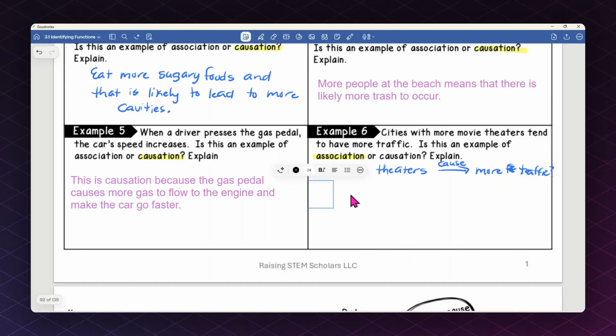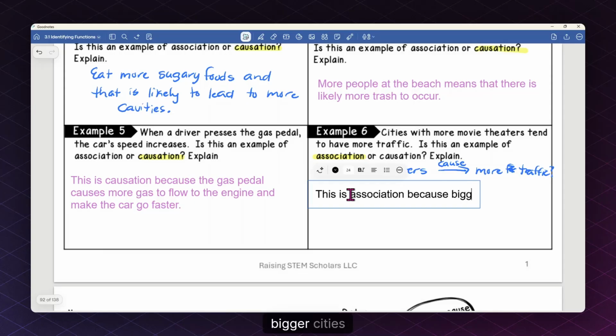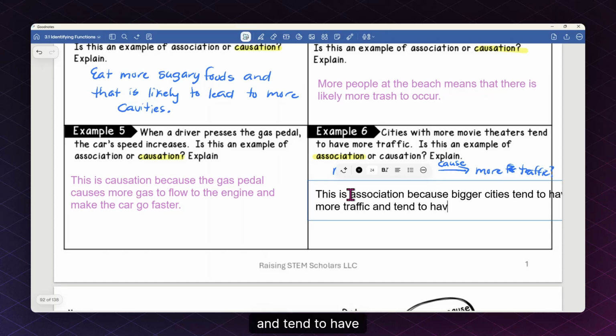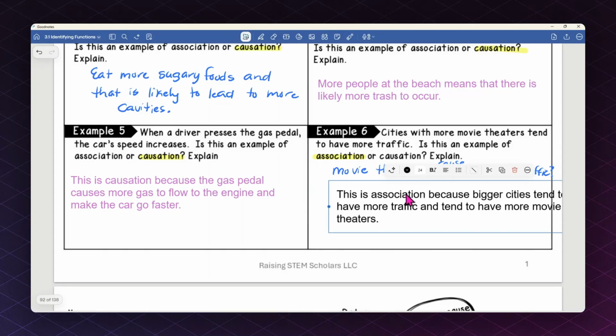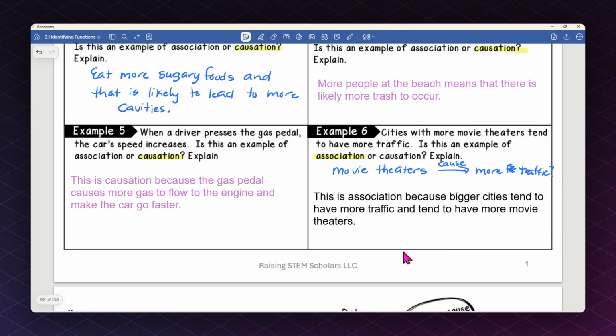So, this is association because bigger cities tend to have more traffic and tend to have more movie theaters. So the factor that's affecting this, which is that third external factor, is just going to be city size. Okay. So smaller cities would have less traffic and less movie theaters, and bigger cities would tend to have more traffic and tend to have more movie theaters.